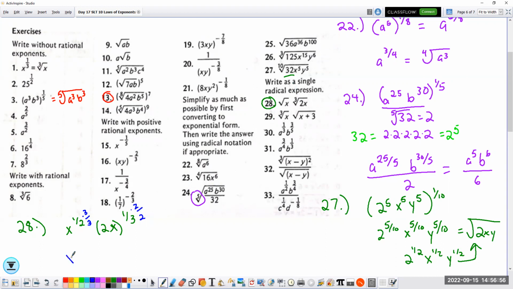So now I've got x to the 3/6, 2x to the 2/6. Okay, so remember, the goal is not to simplify this, but to write it as a single radical expression. Now that everything has a denominator of 6, I can write this as the 6th root. And then what's left here? x to the 3rd.